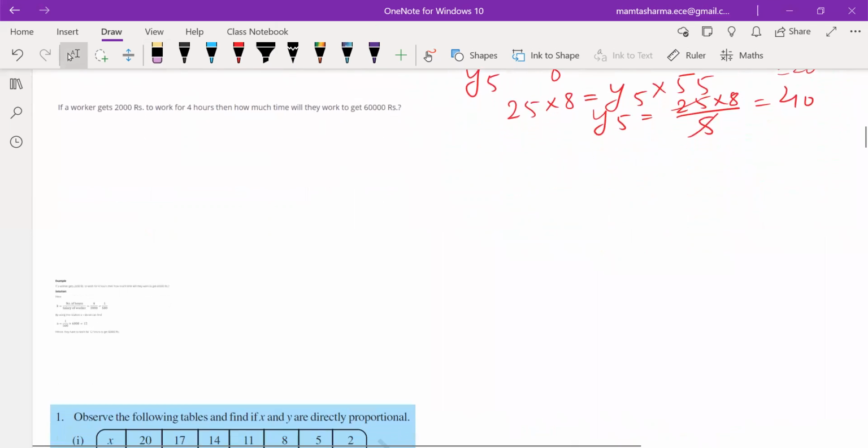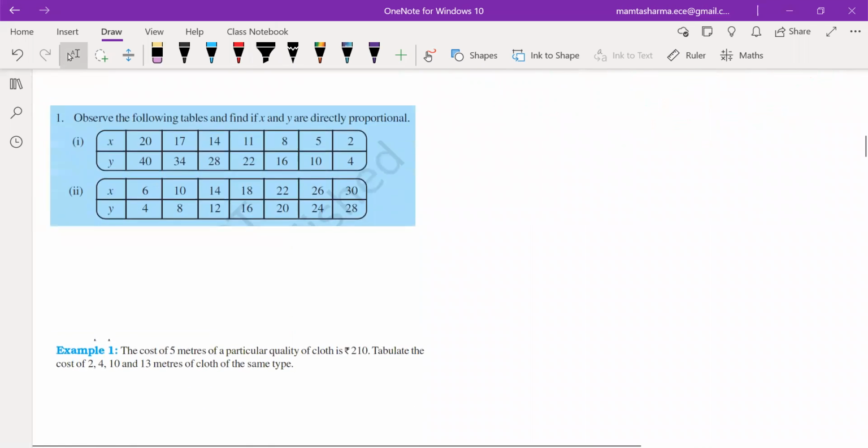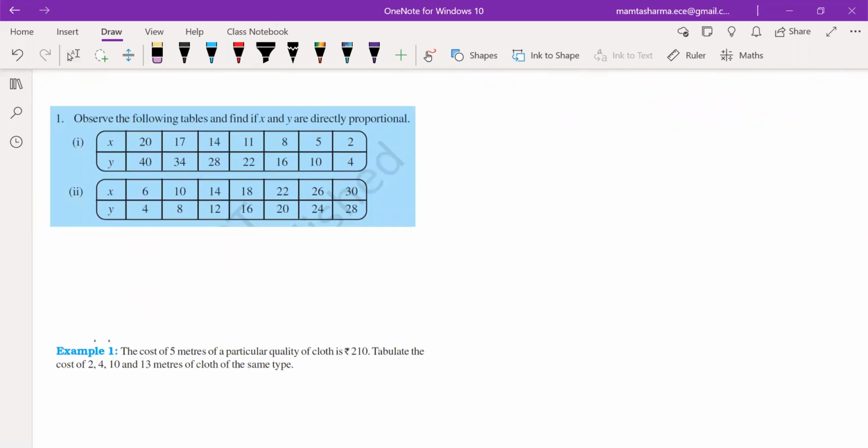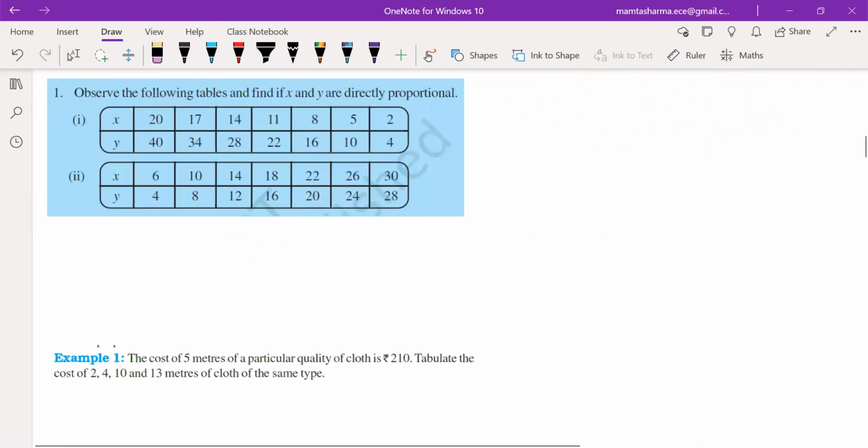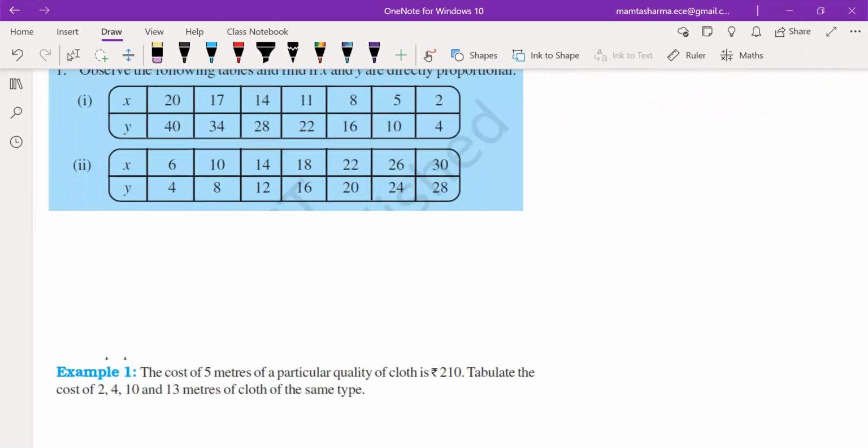Now similarly, they may give this table. In this table, the second one, find out whether they are in a direct proportion or not. Find it out. Do it quickly. Ma'am, the first one is directly proportional. I am asking the second one.